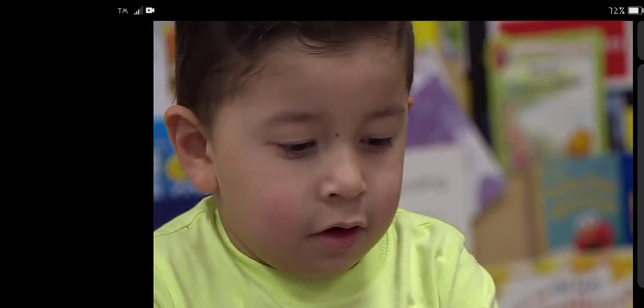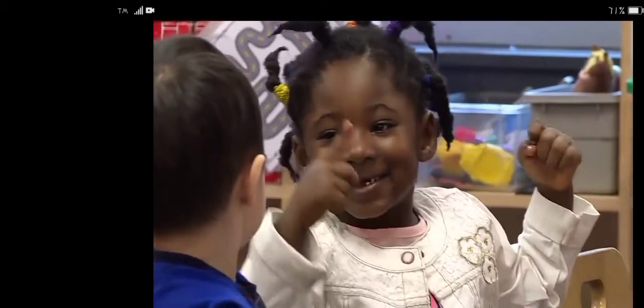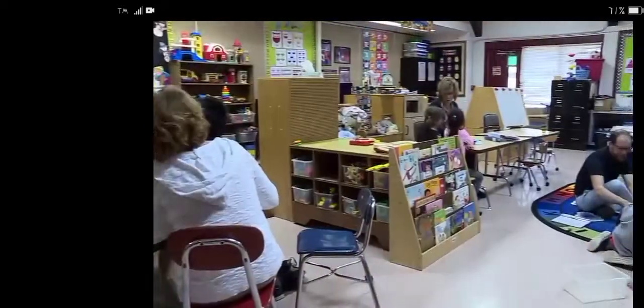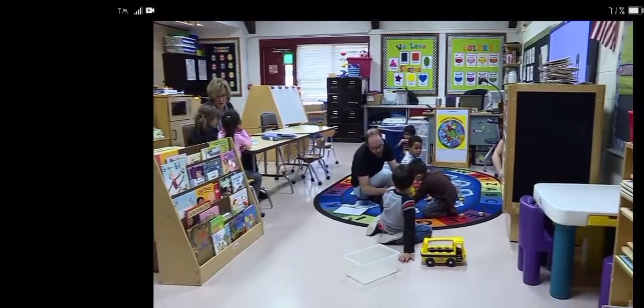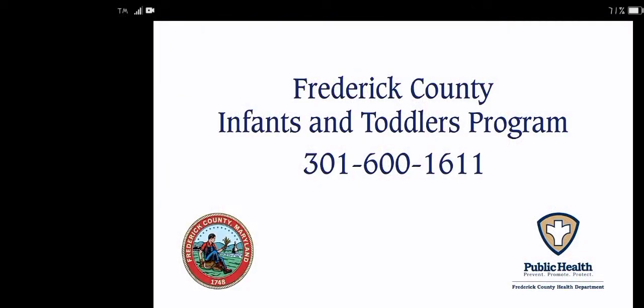As the parent or guardian of a preschool-aged child who is suspected of having an educational disability, know that Frederick County Public Schools offers a continuum of special education services for children starting at age 3. Child Find is the process for locating and identifying all children, from birth through age 21, who are suspected of having an educational disability. Prior to the age of 3, the Frederick County Infants and Toddlers Program provides support for identified children and their families.